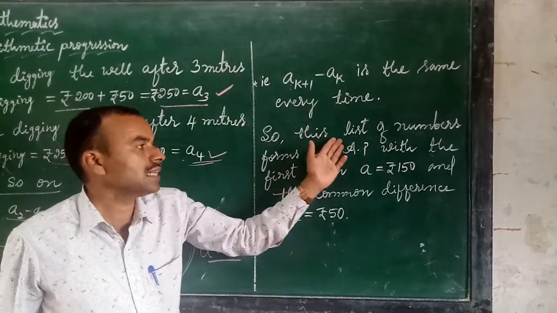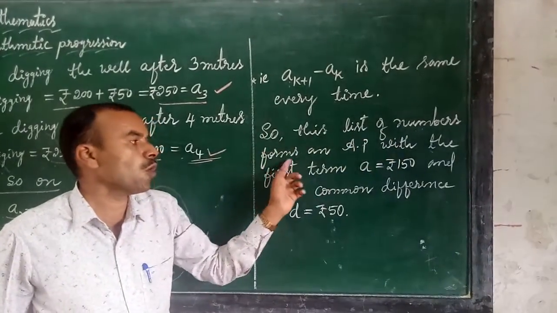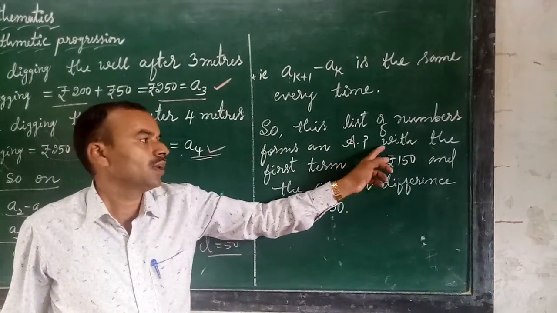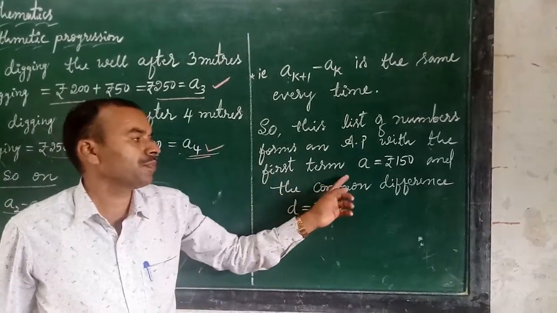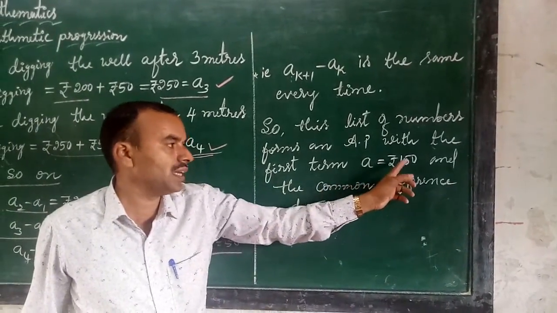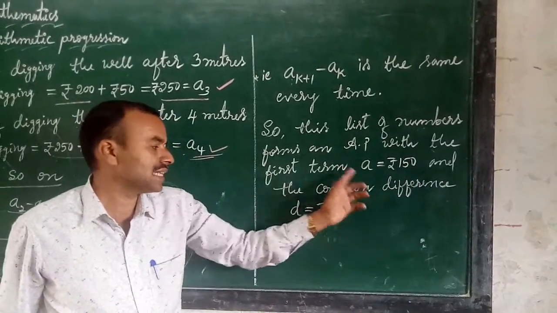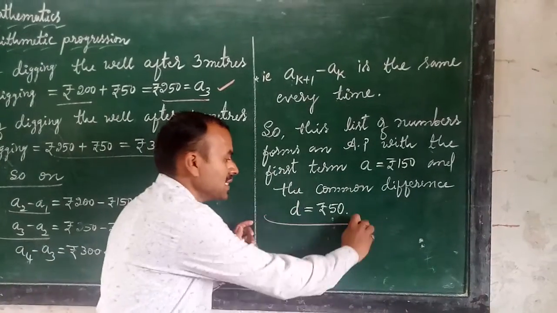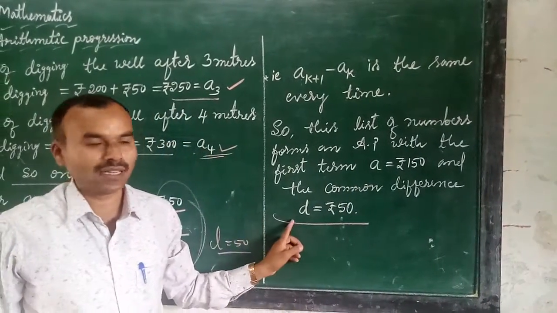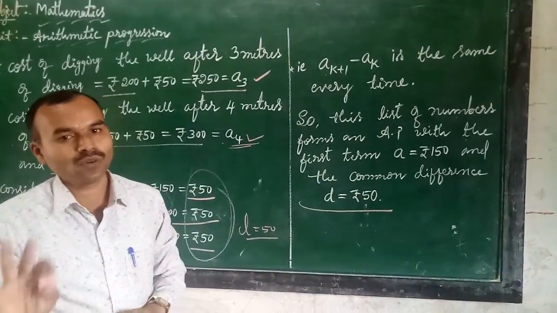So this list of numbers forms an AP with the first term A equal to rupees 150 and the common difference, that is D, is rupees 50. D is equal to 50.